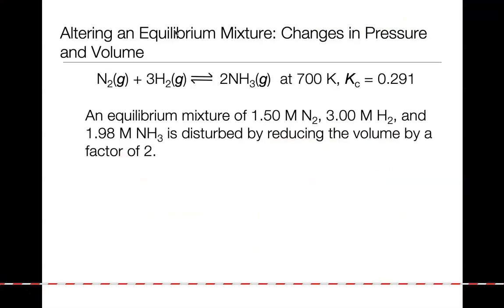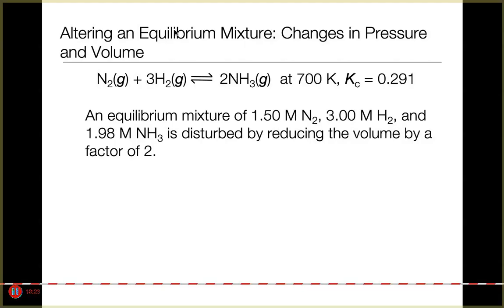So let's see an example here. So we have the same reaction we've been looking at for all of these, which is nitrogen being reduced by hydrogen to make ammonia. So it's telling me I have a Kc, I'm given a temperature at which it happens, and I'm told the equilibrium mixture started at 1.5 molar nitrogen, 3 molar hydrogen, and 1.98 molar ammonia. It's telling me that I've reduced the volume by a factor of 2. Effectively, it means if I was at 1 liter, now I'm at half a liter.